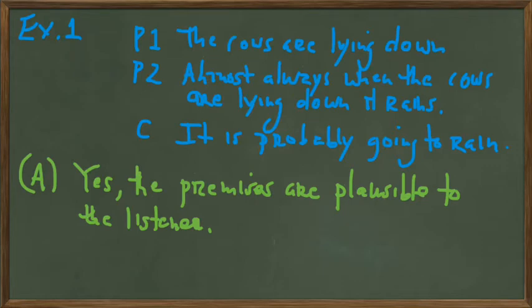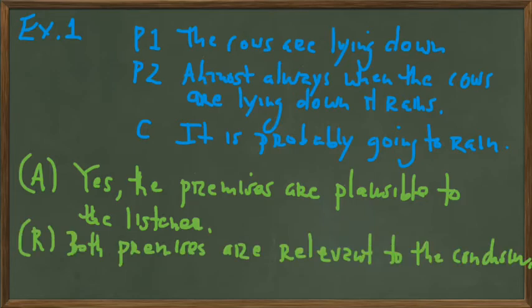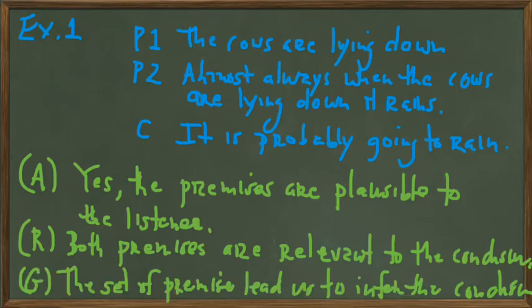For the A condition, yes, we can say that the premises are both plausible to the listener. One is observed, and two, the implication that when the cows are lying down it rains is one that we can accept. And for the R condition, yes, both premises are relevant to the conclusion. And three, the set of premises give us grounds to infer the conclusion.